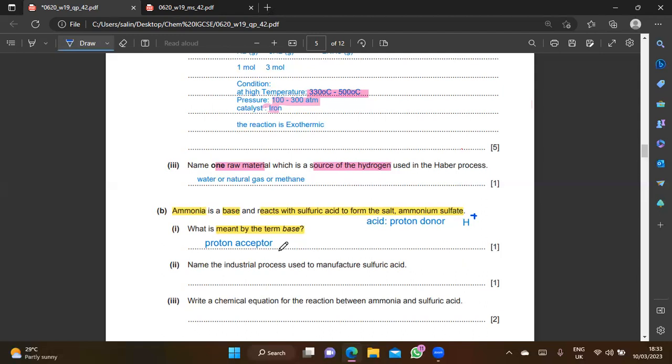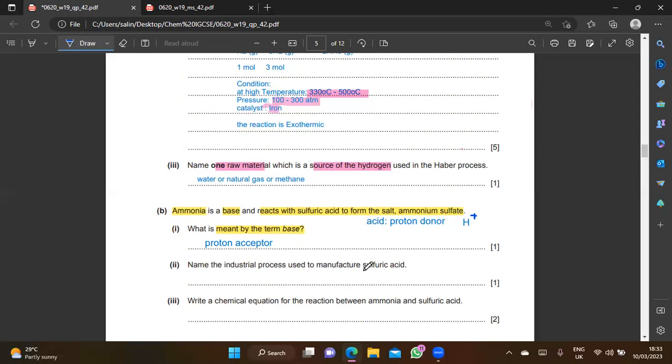Either they will ask you the definition of acid, or they will ask you the definition of a base. It's a very easy concept. And please do not go around saying acid, blah, blah, blah. No, no. Just talk about the proton. What is the proton? The hydrogen ion. Khalas. Right, next question. Name the industrial process used to make sulfuric acid.